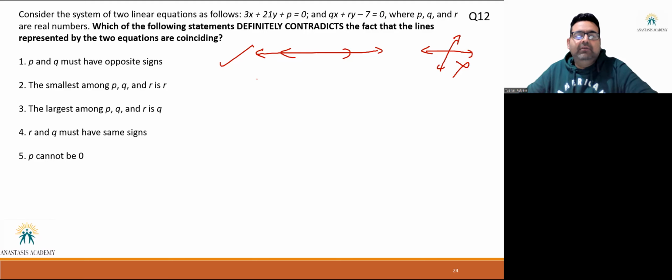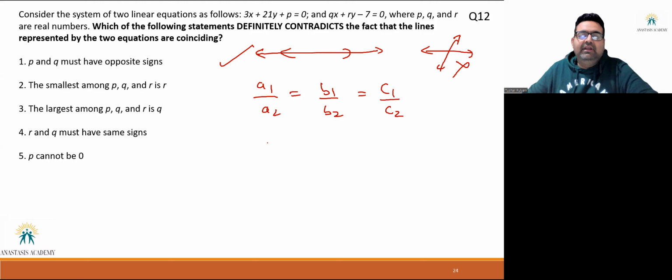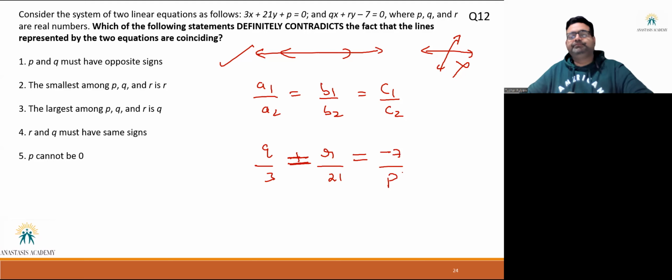So for coinciding, the condition is A1 by A2 equals B1 by B2, all ratios become the same, right? This is the thing we used to study in simultaneous equations. So here it will be Q by 3, I'm taking the second equation first, R by 21, not plus, this is equal, this is equal to minus 7 by P, right?